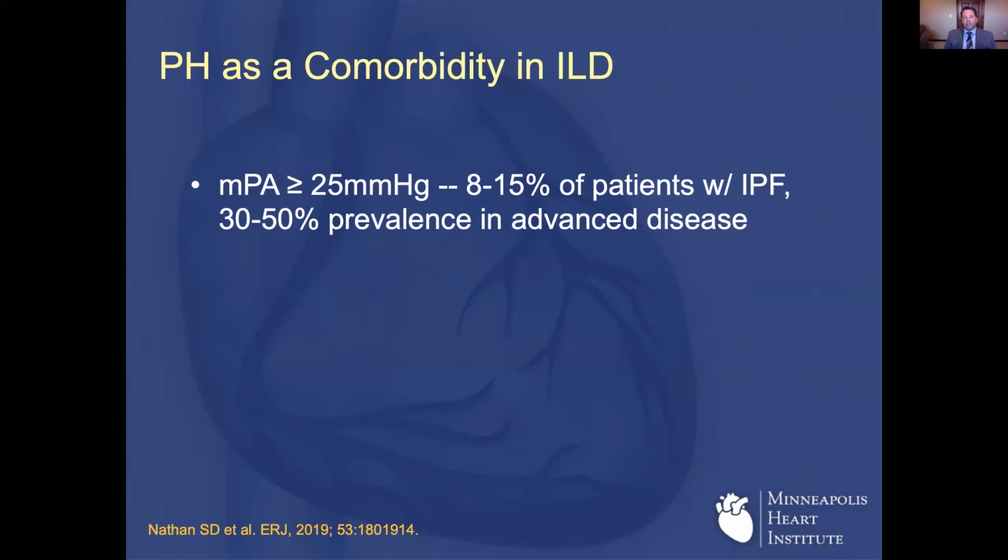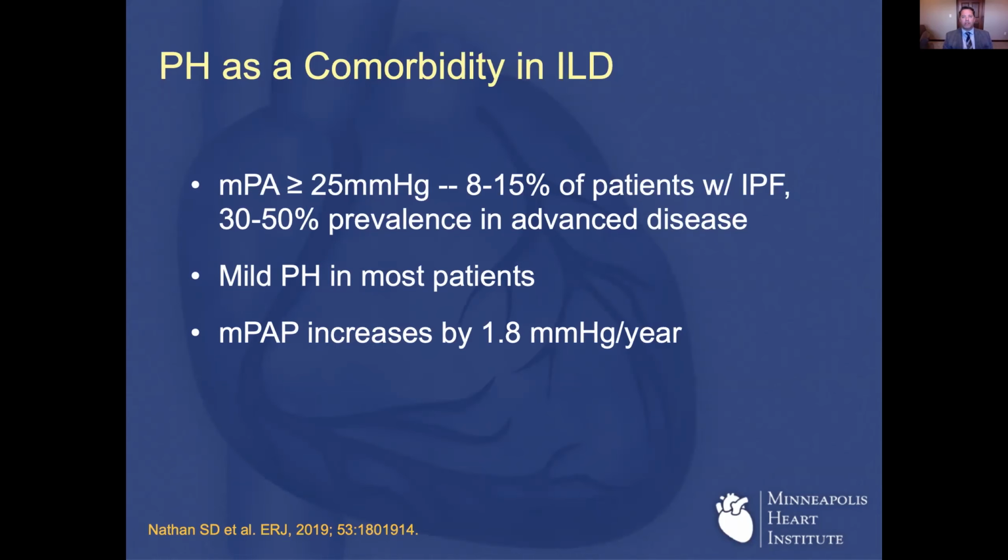When we look at interstitial lung disease, mean PA pressure greater than or equal to 25 is uncommon as well, in only about 8 to 15% of patients with idiopathic pulmonary fibrosis. Although in advanced disease, almost 50% of patients will have pulmonary hypertension. So it's usually mild in these patients. The mean PA pressure, however, usually increases at almost 2 millimeters of mercury per year.